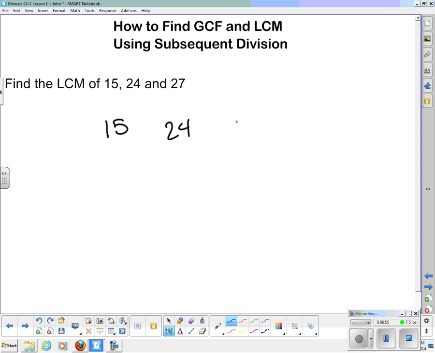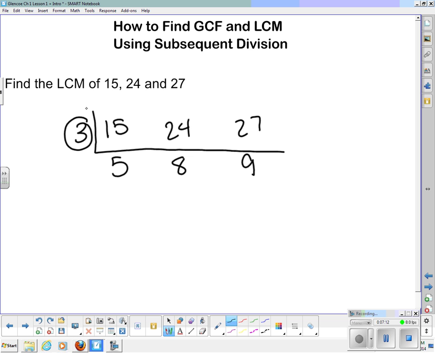15, 24, and 27 can all be divided by 3. 15 divided by 3 is? 5. 24 divided by 3 is? 8. And 27 divided by 3 is? Excellent. 5, 8, and 9, we're kind of stuck again. There's our GCF. There's our LCM.